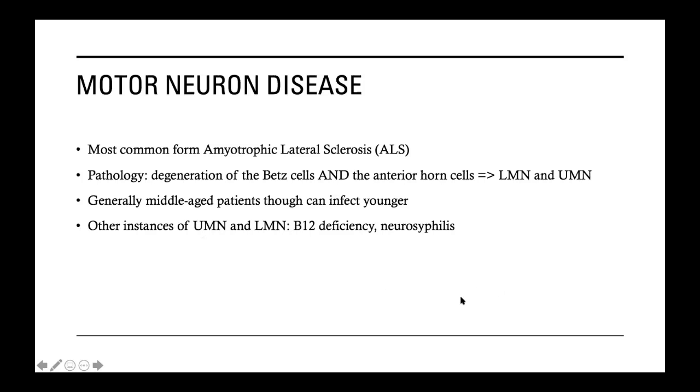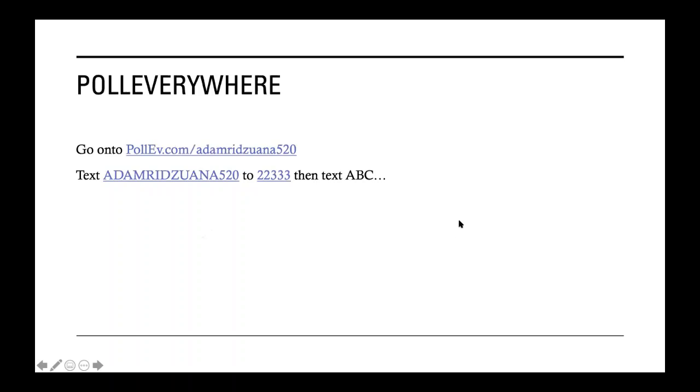Other instances where both upper motor neuron and lower motor neuron features exist concurrently are in vitamin B12 deficiency and neurosyphilis, which we don't really see anymore. One of the bad prognostic features of lower motor neuron diseases is tongue fasciculations, because it shows that the head and neck are affected, but you can look that up on YouTube if you are interested.